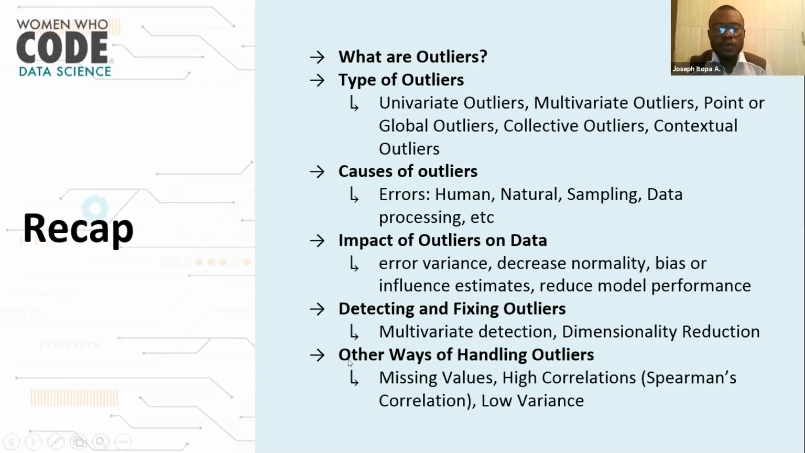So we then took a little bit of time to discuss other ways of handling outliers, which are missing value, high correlation, and the rest. And to close it, I will still say a little about the missing value. Sometimes you can fill your missing value with the mean of the available values. You can use the mode to fill the missing values.